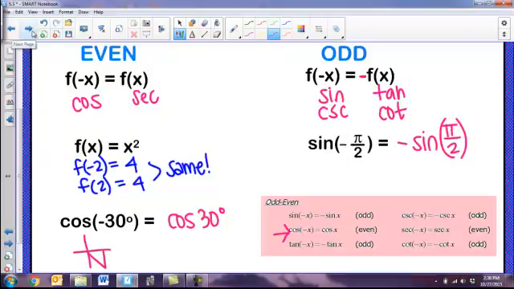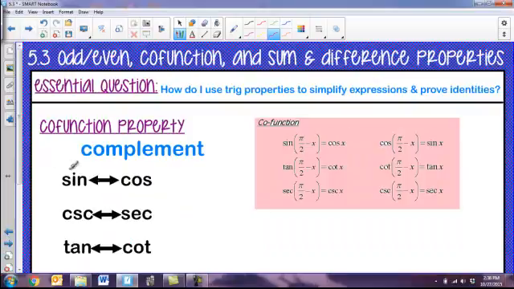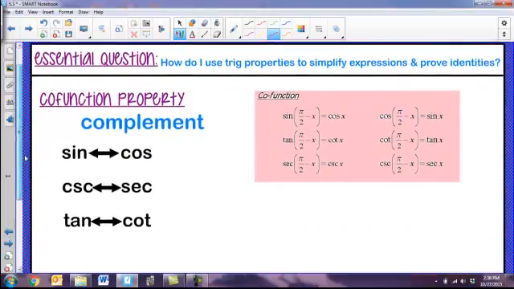Okay, the next type of property we're going to look at is the cofunction property. And the cofunction property, I remember this by remembering complement. And complementary angles, if you remember, add up to be 90 degrees. If you draw that C, and they make 90 degrees. So that's how I remember these guys. And complements, they all have that co in them. So sine goes with cosine. Cosecant goes with secant. Tangent goes with cotangent. And so that's kind of, I guess, why we use cosine instead of anti-sine or whatever.